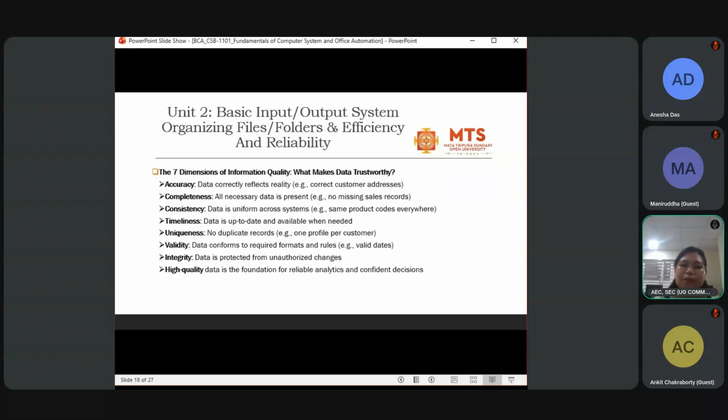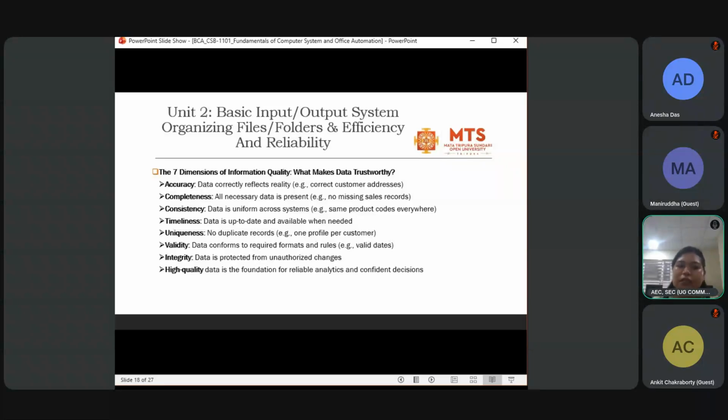Timeliness: data is up to date. You always have to maintain your system to be up to date and available when needed. Uniqueness: no duplicate records, like I have said, your student ID is a unique ID, one profile per person, per customer or per student. Validity: data conforms to required format and rules, like valid dates, expiry date, manufacturing date. Your student ID is valid for 3 years, so 2025 to 2027, like this.